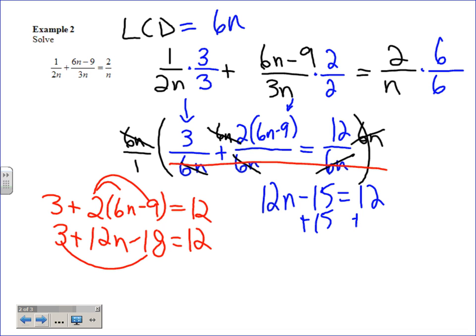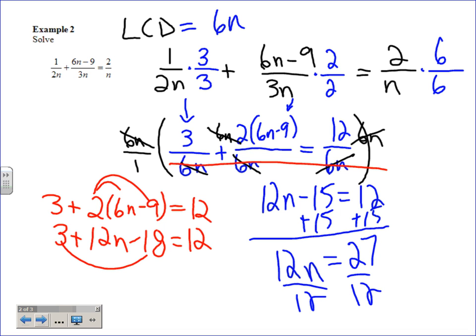Add 15. So 12n equals 27. And divide by 12. And n is apparently 27 over 12. Based on what I told you earlier, is it okay for me to leave it that way? I heard some yes, some no. Why not? Yeah, I can actually simplify, right? So it's not the improper that I'm worried about. It's the fact that what number goes into both? 3, right? So 27 divided by 3 is 9 over.